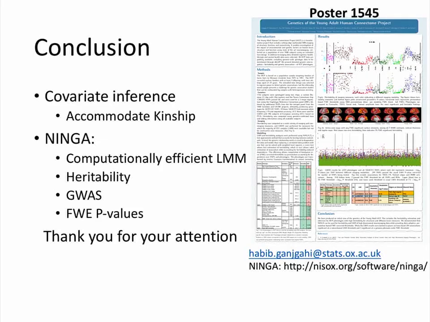So in conclusion, for covariate inference, we highly recommend using software packages that can accommodate the kinship metrics to get valid inference. Also, Ninja can provide a computationally efficient linear mixed effect model for the genetic analysis of imaging phenotypes and gives you the FWE p-values.